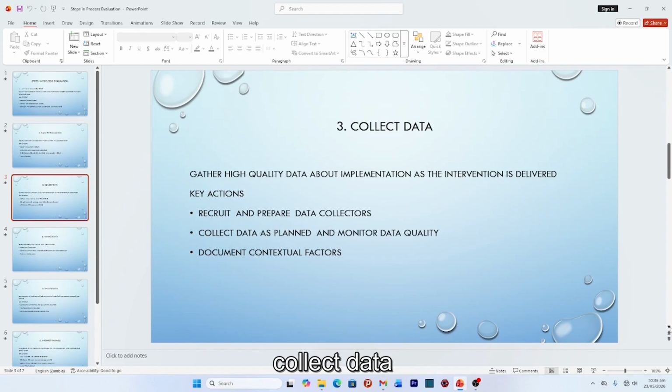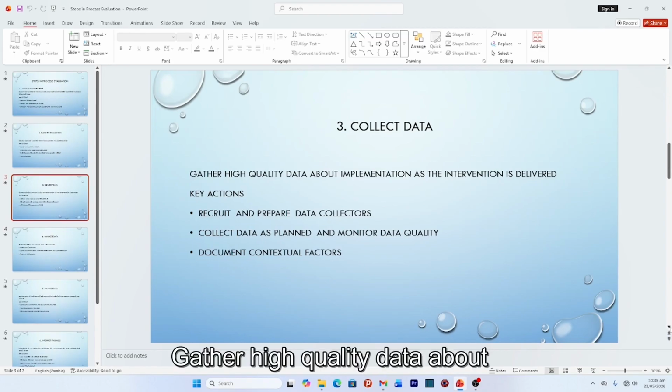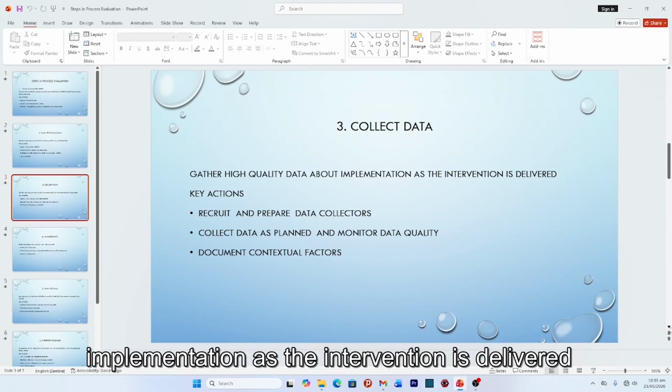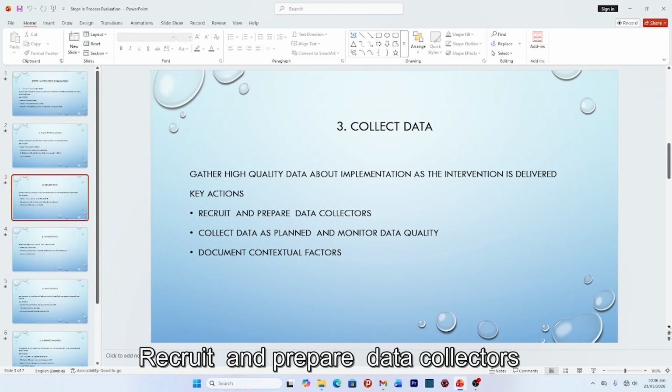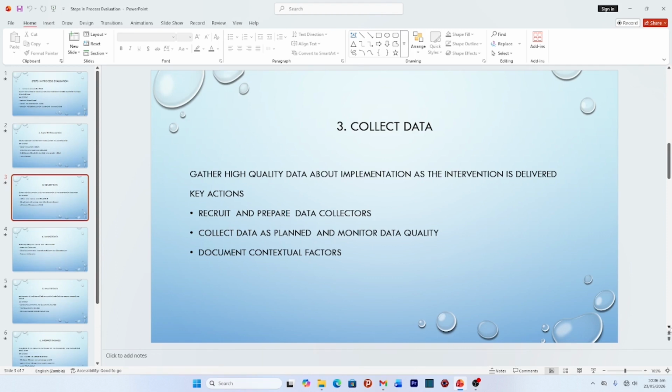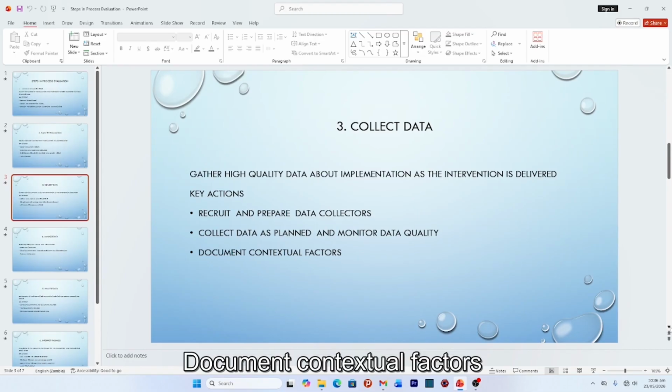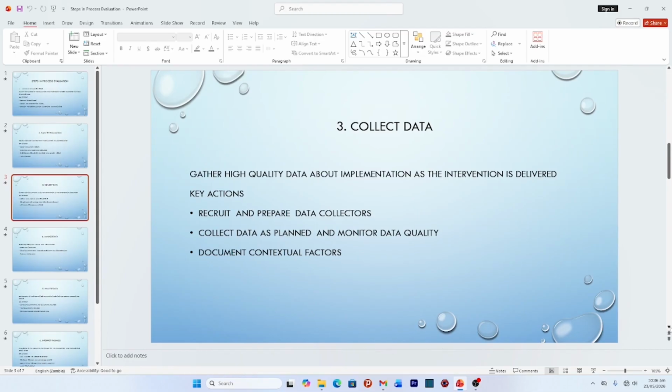The third step is to collect data. Gather high-quality data about implementation as the intervention is delivered. Key actions include: recruit and prepare data collectors, collect data as planned and monitor data quality, document contextual factors.